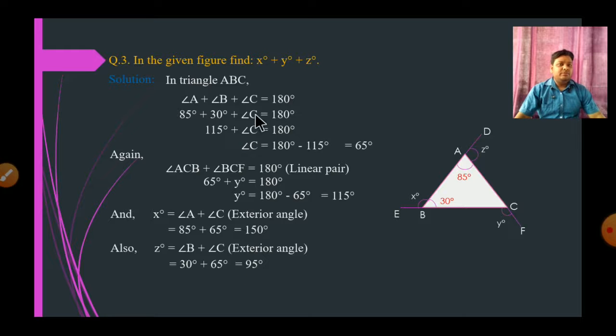It means we can add all the angles. So X degree plus Y degree plus Z degree is equal to 150 degrees plus 115 degrees plus 95 degrees. And we will get what? 360 degrees. Okay students, so I hope that you all have understood.